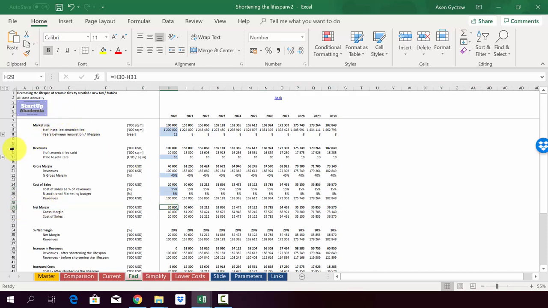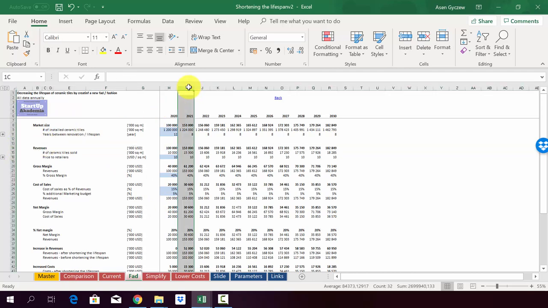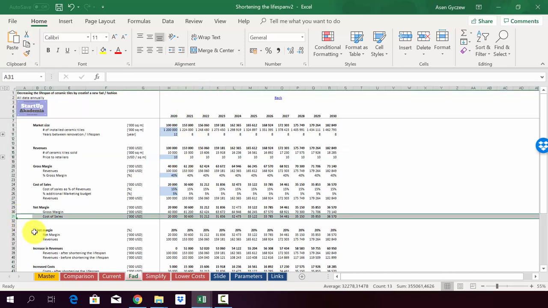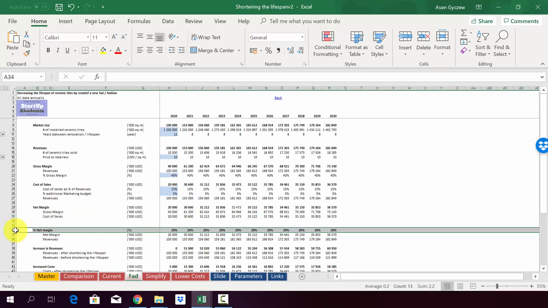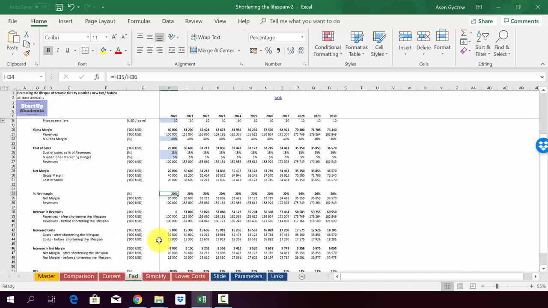So our revenue, due to the fact that we have shortened the period between the renovations from 2021, is higher, but obviously the cost of sales is also higher. So when we look at the net margin in percentages, it is lower, so it's 20%. And now let's have a look at how it compares with the current situation.